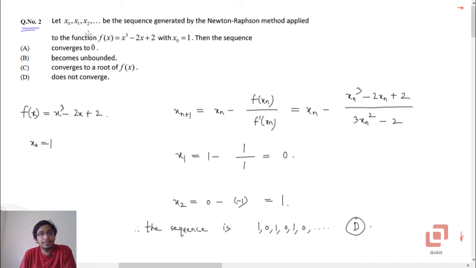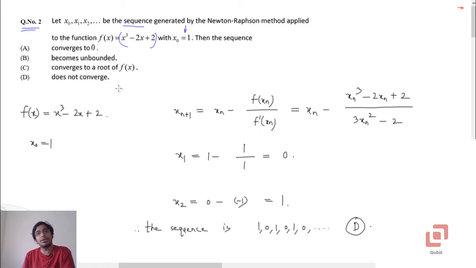Question 2 is based on the Newton-Raphson method, or numerical methods, but also sequences. Question number 2. Let x0, x1, x2 and so on be the sequence generated by the Newton-Raphson method applied to the function f(x) = x cubed minus 2x plus 2 with the initial guess x0 equal to 1. Then the sequence converges to 0, becomes unbounded, converges to a root of f(x), or does not converge at all.